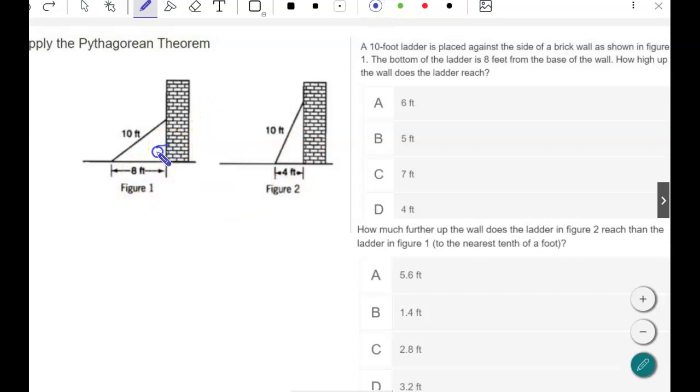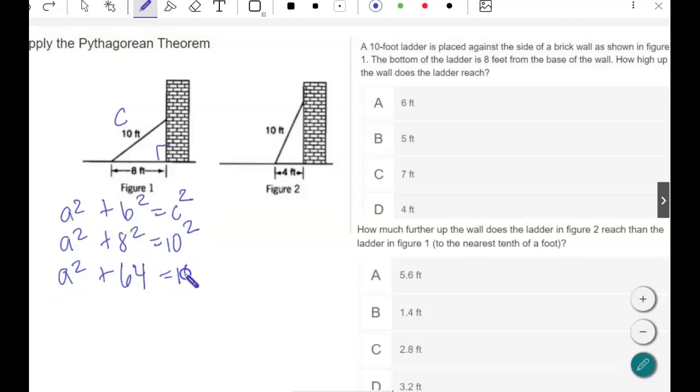Here's our right angle. So this is C, because the hypotenuse is always across from that right angle. It doesn't matter if 8 is A or B. I'm just going to put it in as B. And this is 10 squared. So then we have 8 squared is 64, 10 squared is 100. We need to isolate that variable, so we're going to subtract the 64. And then we get A squared is equal to 36. And to find A, we have to do the square root of 36, which is 6.